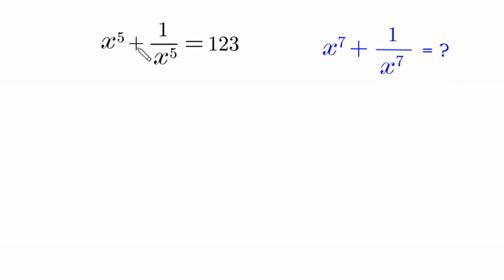X to the power 5 plus 1 over x to the power 5 is equal to 123. Our job is to find all possible values of x to the power 7 plus 1 over x to the power 7. So let's start.